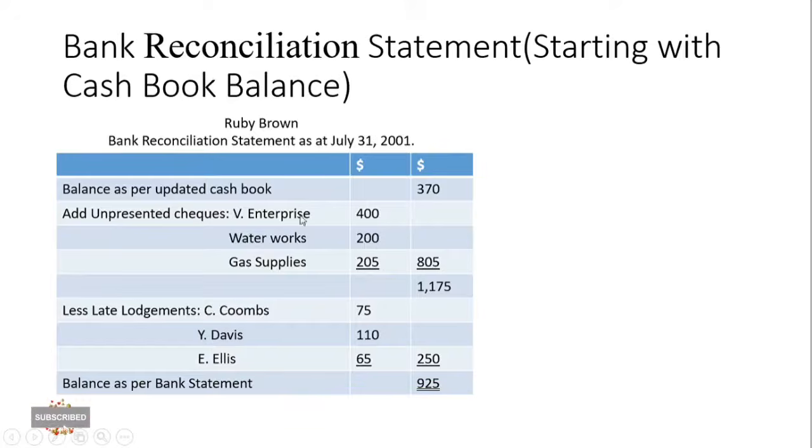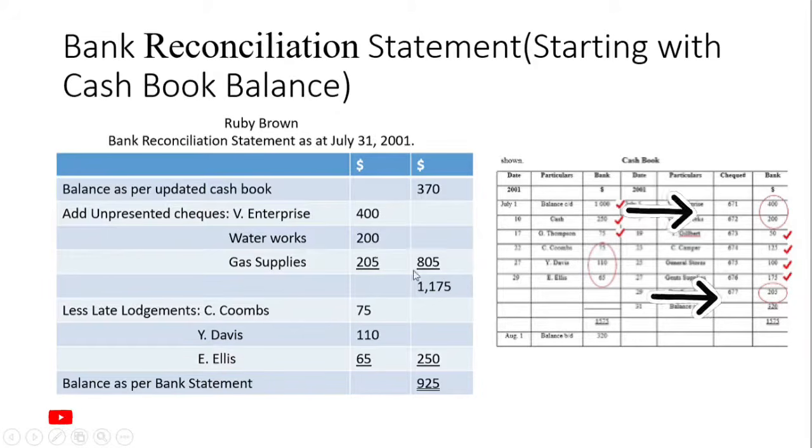So you start with the balance as per updated cash book. As you see, my updated cash book balance was $370, right? So what I'm going to be doing, I'm adding my unpresented cheques. There were 3 unpresented cheques, so I add them. I have 805 here. Some persons like to put, since you're adding, you just put everything over here and add it up. It can work like that, so that's not a problem. And then your late lodgements, right? So we have 3 late lodgements just the same. So you add them up, you get 250, and you subtract it now from 1,175, and you get 925, right?